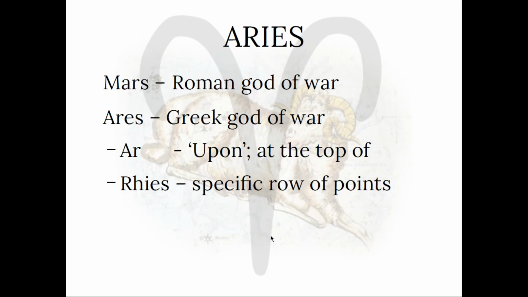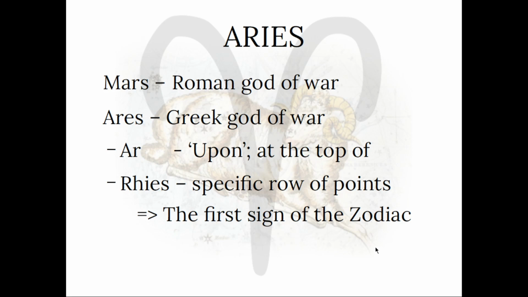So let's put that together. Aries is the constellation at the top of a specific row of points, and that explains and describes its position as the first constellation of the zodiac. There it is.